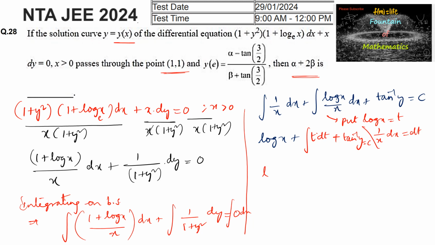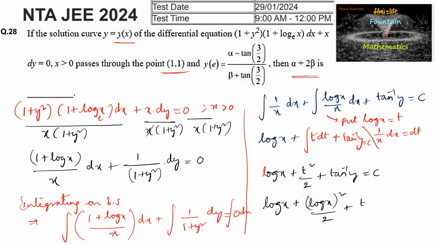So we can write here log x plus t²/2 plus tan inverse of y is equal to c, or we can write log x plus, t is nothing but log x, so (log x)²/2 plus tan inverse of y is equal to c.